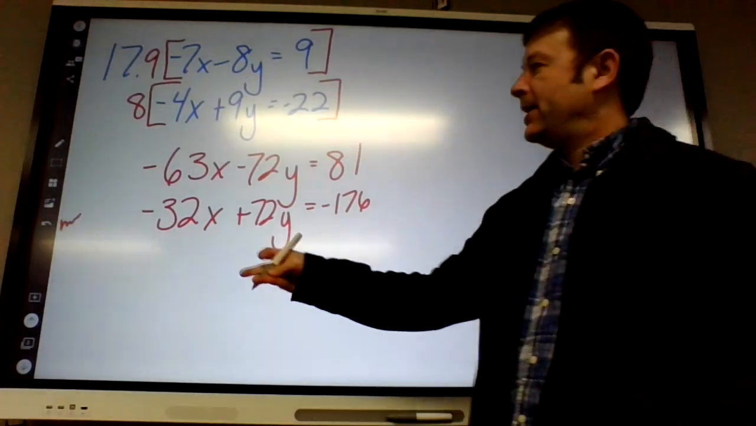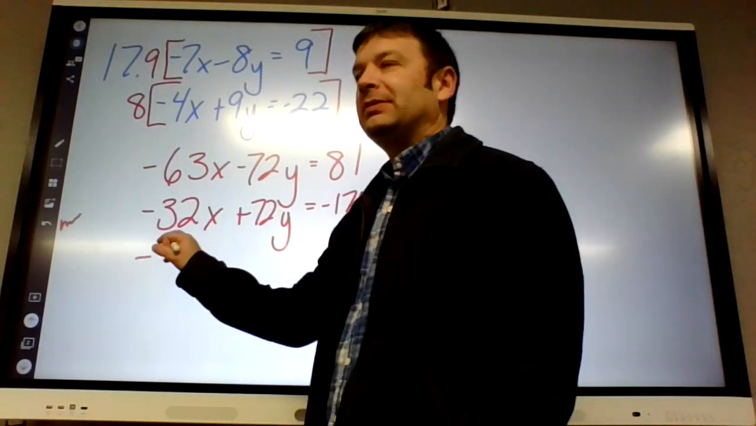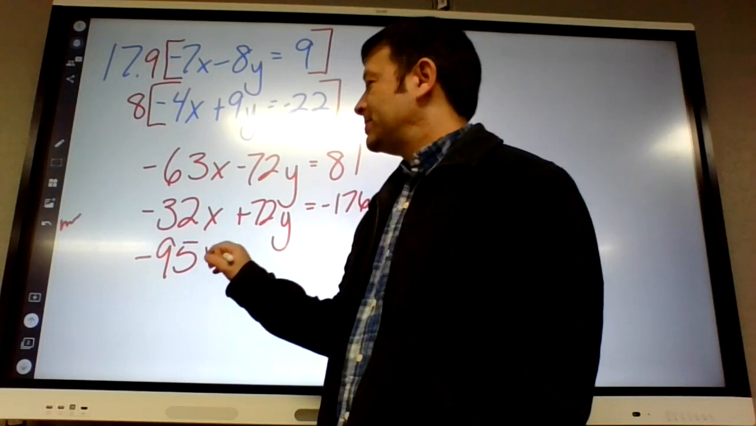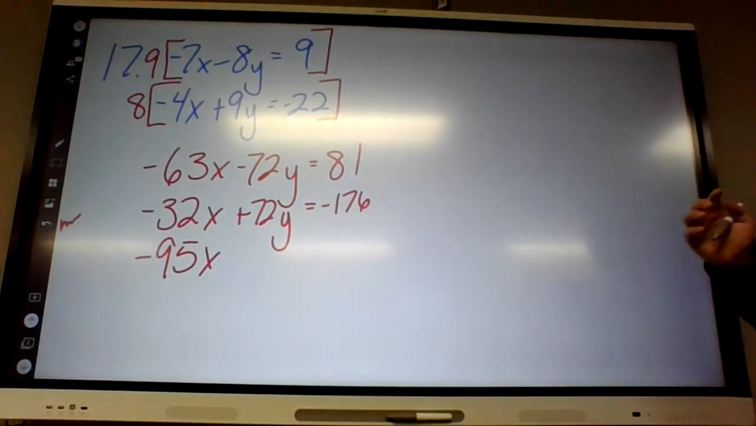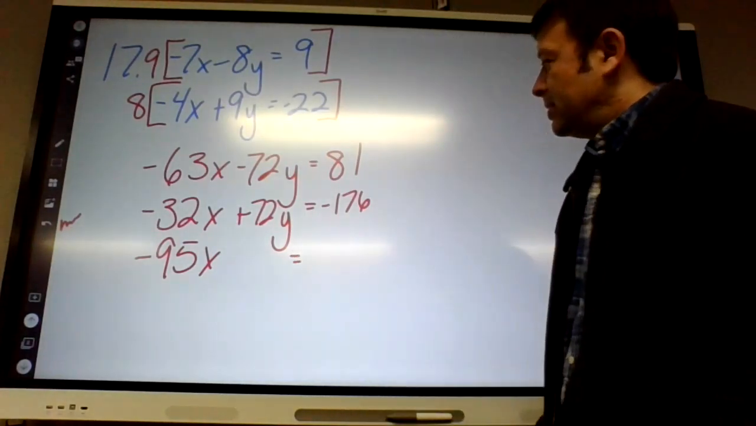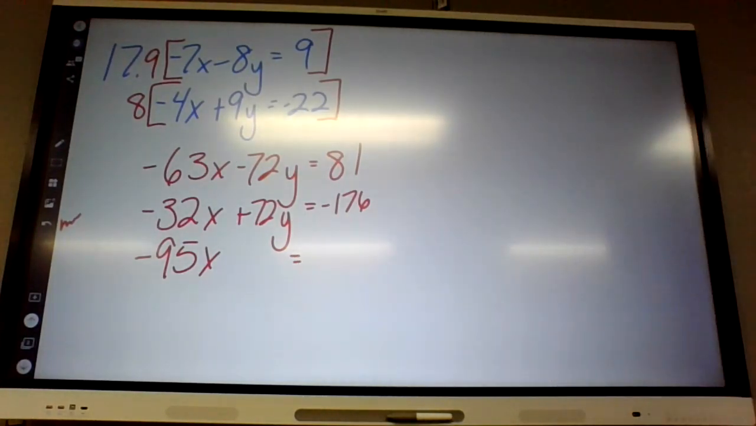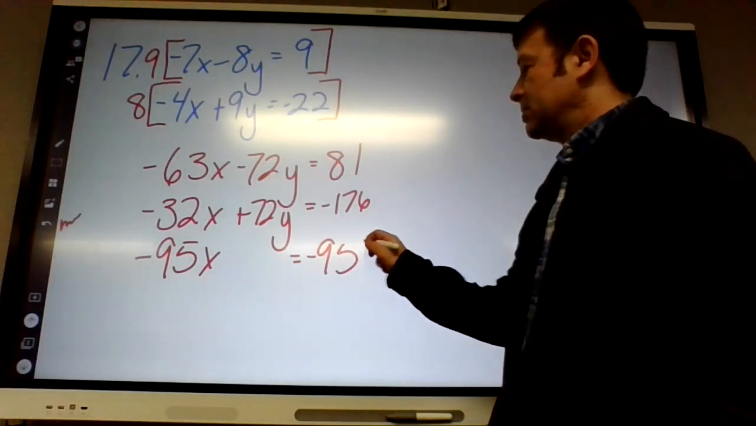Okay, now, how many x's do I have? Too many. Since they're both negative, you add them together. Negative 95. Y's go away. 81 minus 176. That'd be the same thing as 176 minus 81, but then it would be negative. And guess what? It's negative 95.